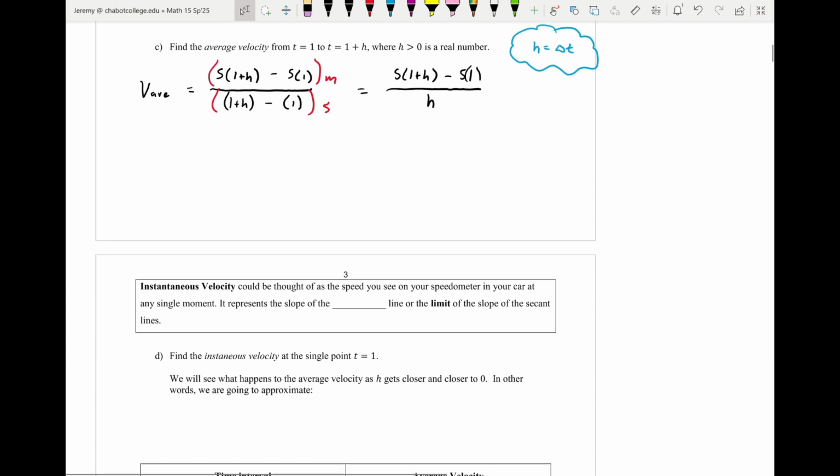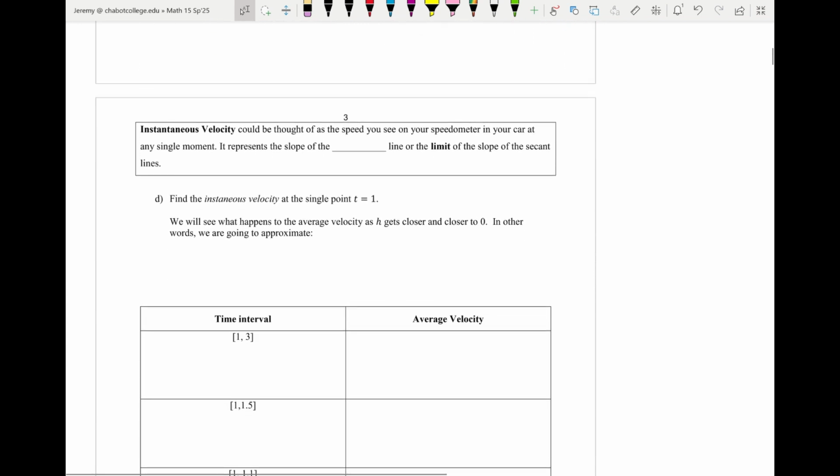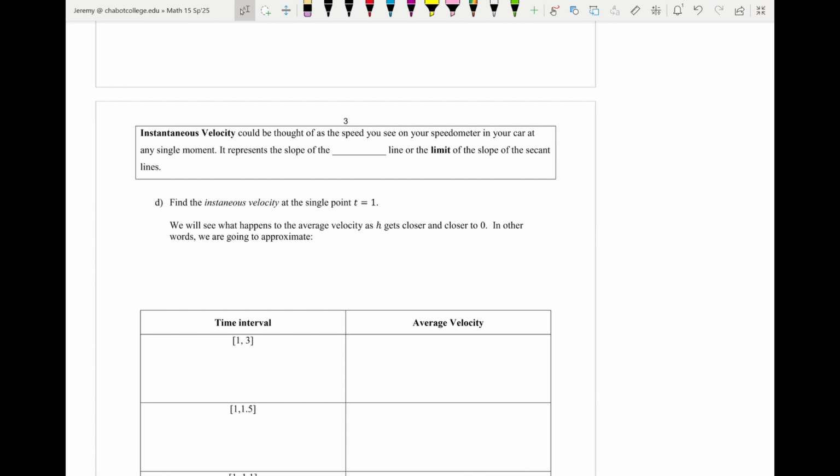Okay, on the next page, let's move on. This is the same example. We're still talking about this rock being thrown on Mars. A little definition here. Instantaneous velocity could be thought of, as I was saying earlier, as the speed you see on the speedometer in your car at any single moment. And it represents the slope of the tangent line, or the limit of the slope of the secant lines.